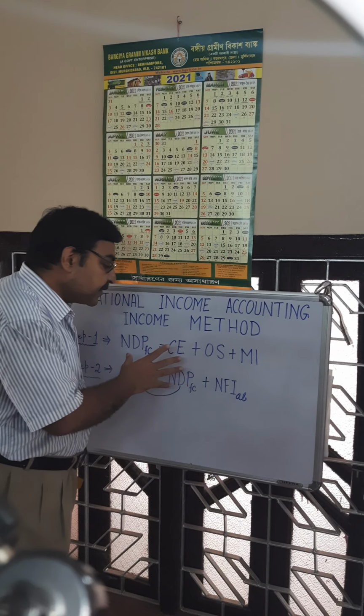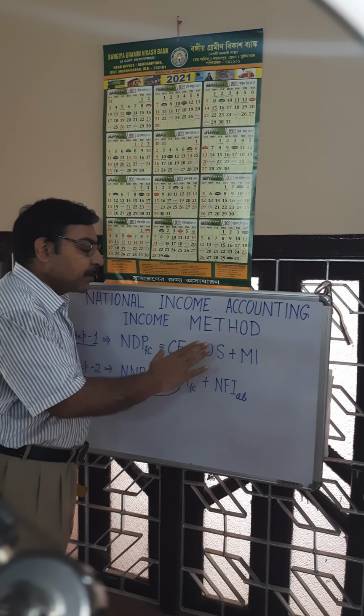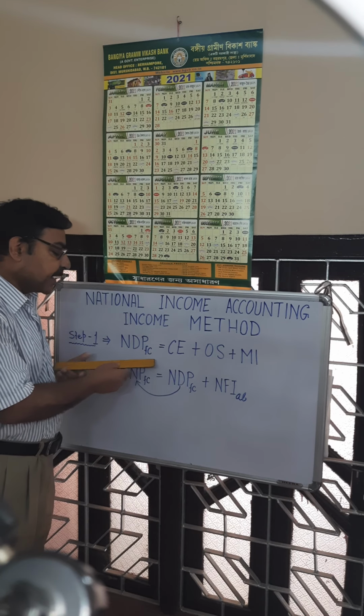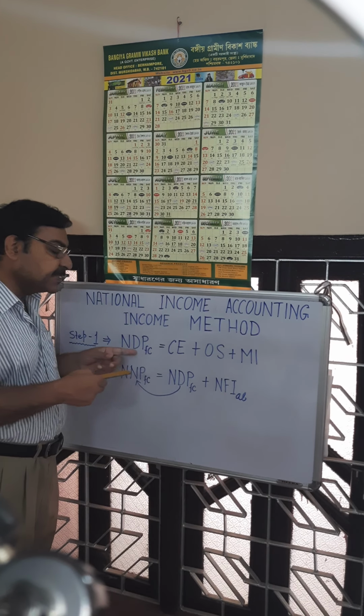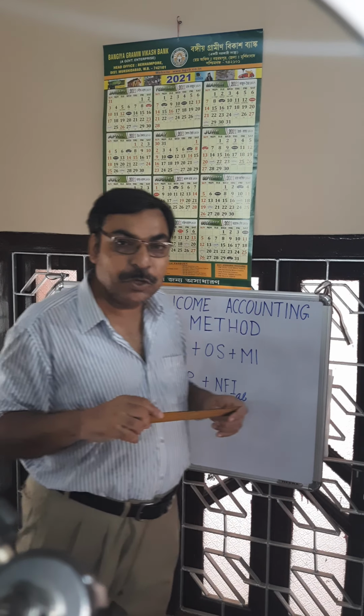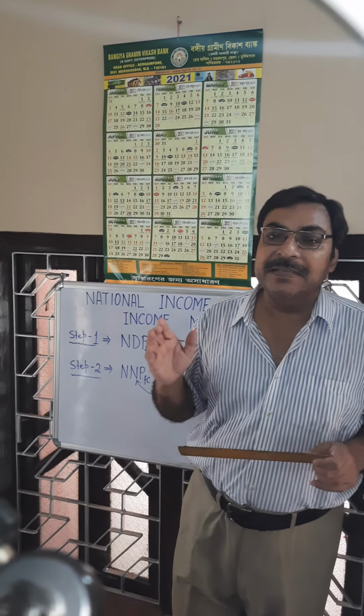So the sum of C, compensation of employees, operating surplus and mixed income gives you domestic income. NDPFC is the domestic income. Domestic income is equal to C plus OS plus MI. In the first step, you will get domestic income by the income method of national income accounting. In the next step, you will do what is asked to calculate.